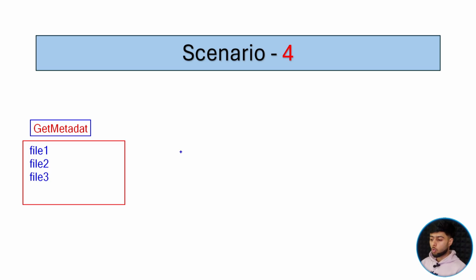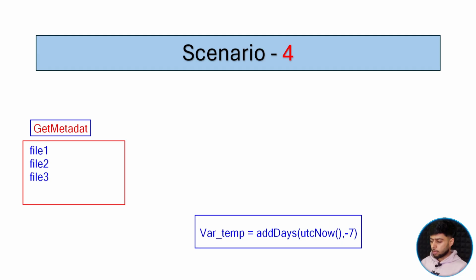Then we will create a variable, variable temp, and we will define a date. Let's say we simply say UTC now, same thing, add days, UTC now, and then -7. We will simply say, hey, this is our date. Then we will pass this output to our ForEach activity.